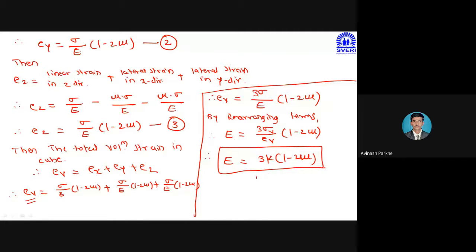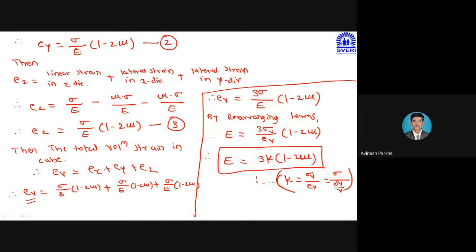And in bracket, I can write K is equal to sigma V upon epsilon V. Epsilon V means your change in volume upon original volume. We can take any formula. Sigma V upon epsilon V means your bulk modulus. Instead of writing sigma V, if I write sigma only, then also it is accepted.